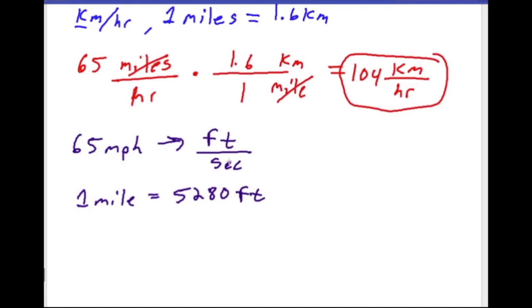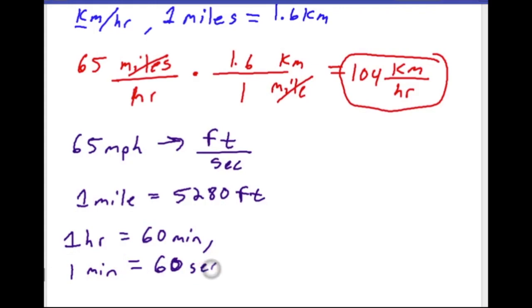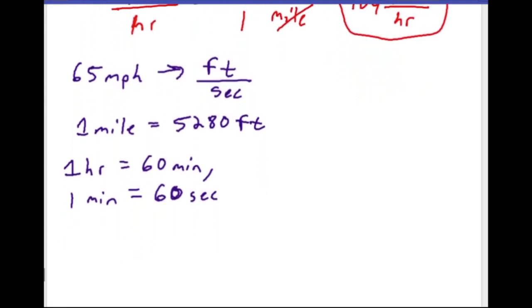And then we have hours and seconds. 1 hour is equivalent to 60 minutes. And then we have 1 minute is equivalent to 60 seconds. Now we can go ahead and use all this information to help us solve and figure out how many feet per second is equivalent to 65 miles per hour.